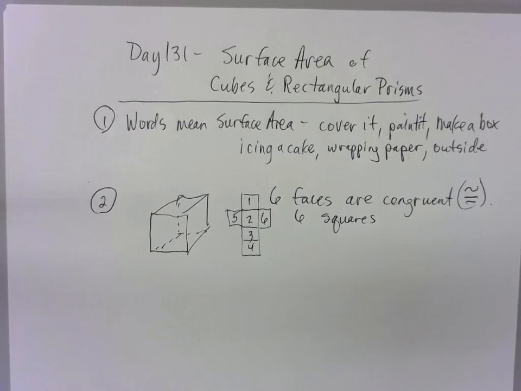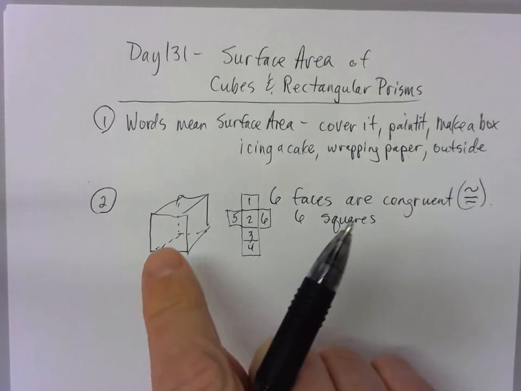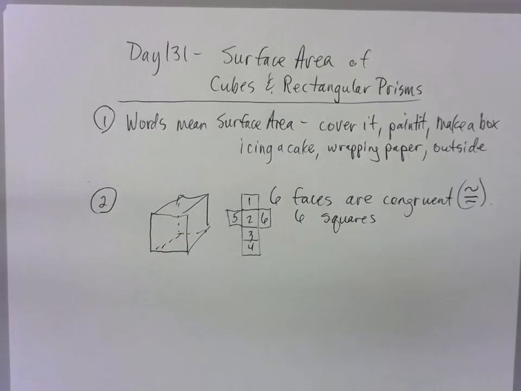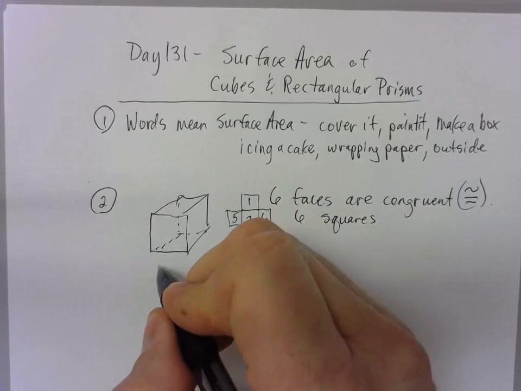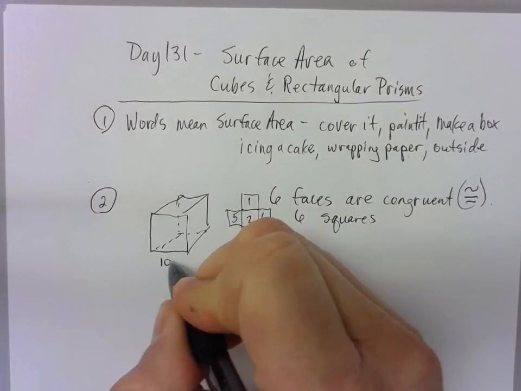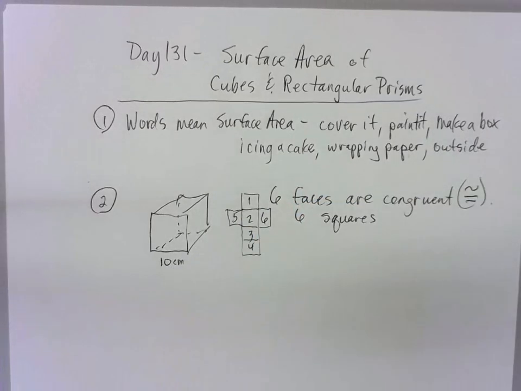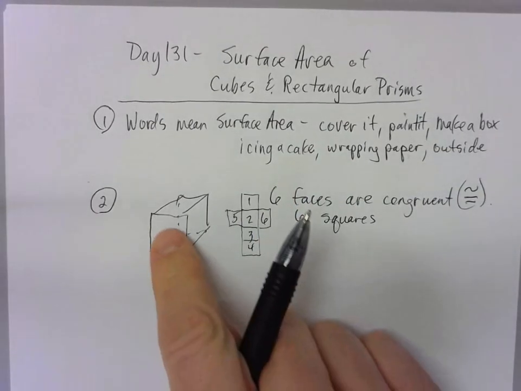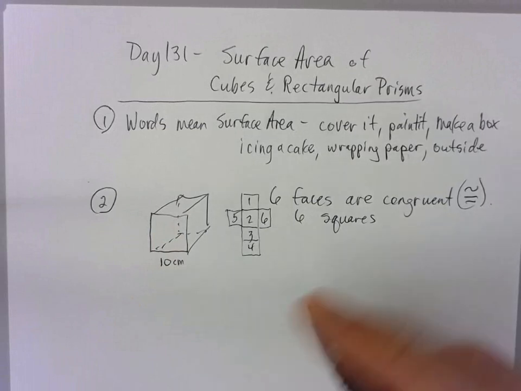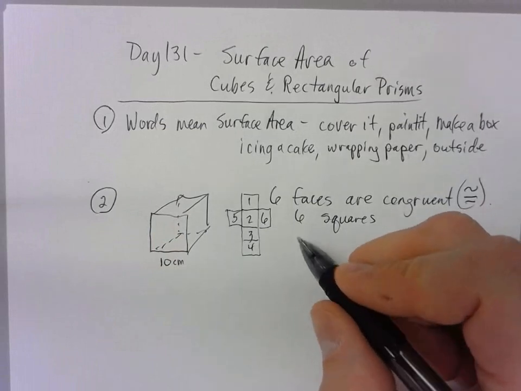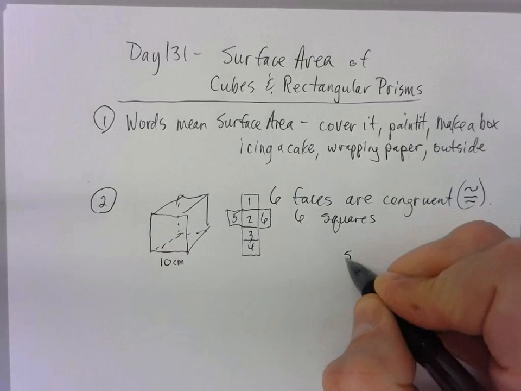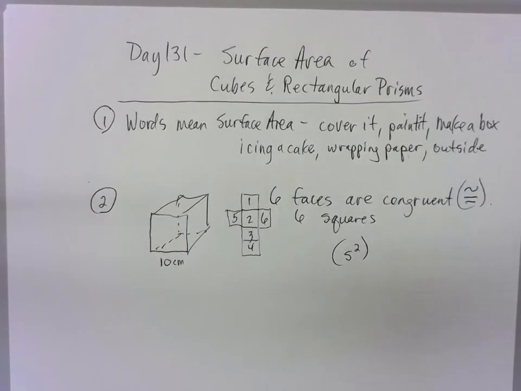Okay. So if you're going to find the surface area, if you find the area of one face, and then you multiply it by 6, you have the surface area for the cube. So let's say the only thing we knew was that this side was 10 centimeters. Okay? So if you wanted to find the area of one of those squares, you would do side times side, or otherwise known as side squared. So how much is 10 times 10?